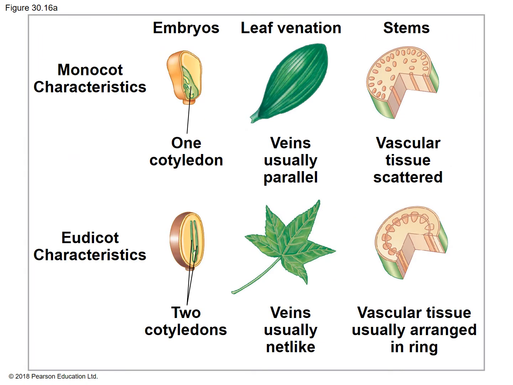The seed. Monocots have an embryo with one cotyledon, while eudicots have a seed with two cotyledons. Leaf venation. In monocots, most leaf veins are usually parallel, therefore parallel venation. In dicots, venation is net-like or reticulate. The stems. In monocots the vascular tissue is scattered in the stems, while in the eudicots the vascular tissue is usually arranged in a ring.